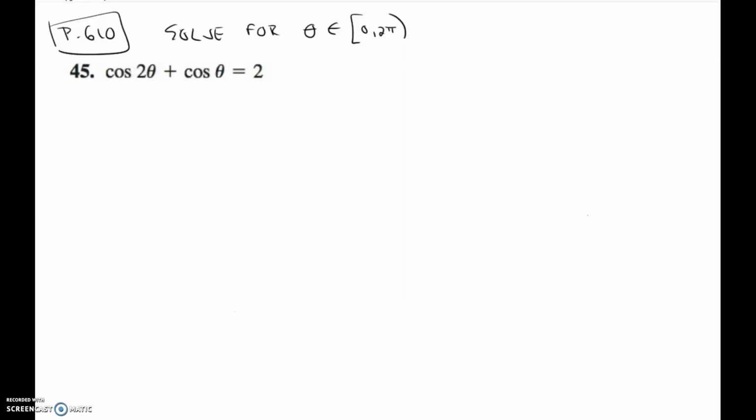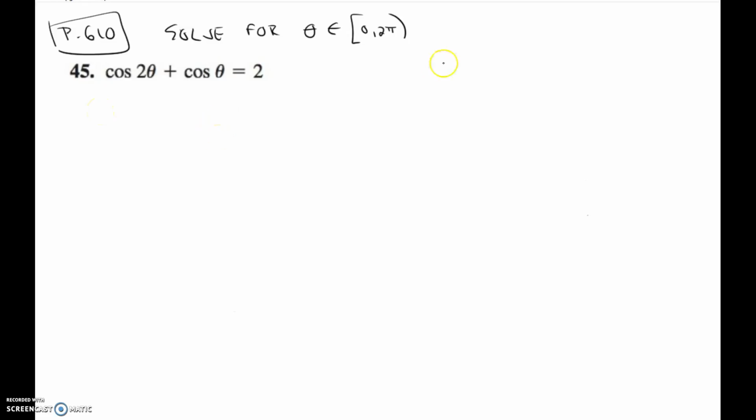All right, so I need to solve this equation on number 45, page 610. I have a double angle here, and I have a single angle there. So I can't really isolate either of those by factoring or anything clever like that. So I need to kind of write this double angle as a single angle.